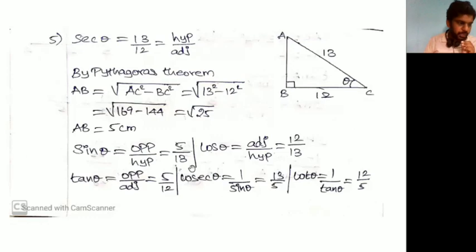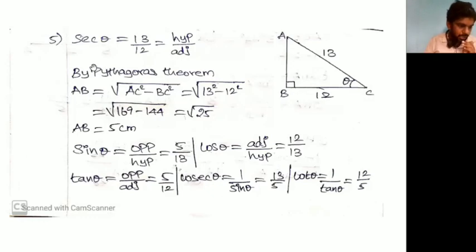Third and fourth questions, I want you to try on your own based on these steps. The thing is, first you have to draw the diagram and put the data in the diagram neatly. Find the third side, and you will get all the ratios. We'll see one sum with that.